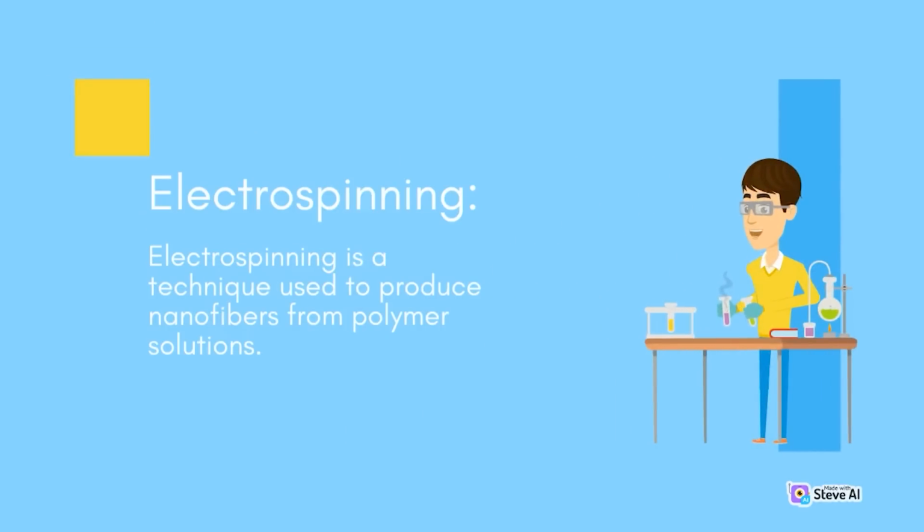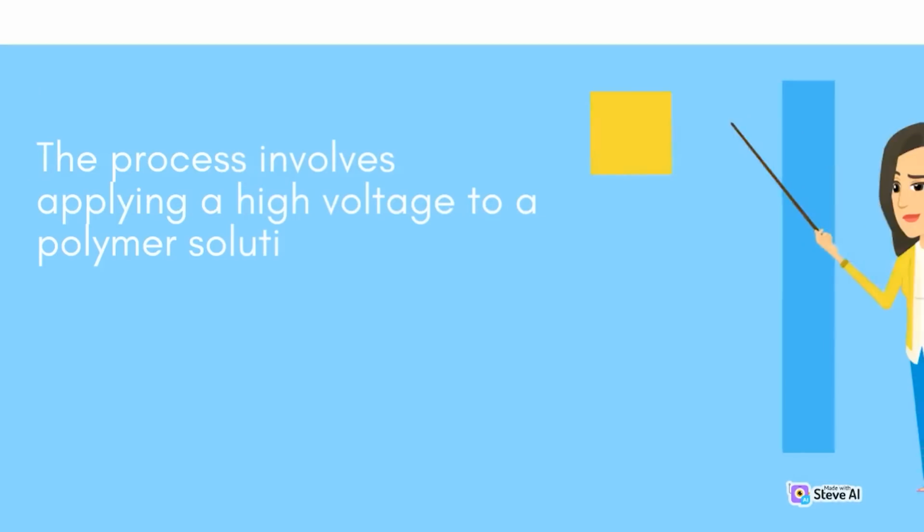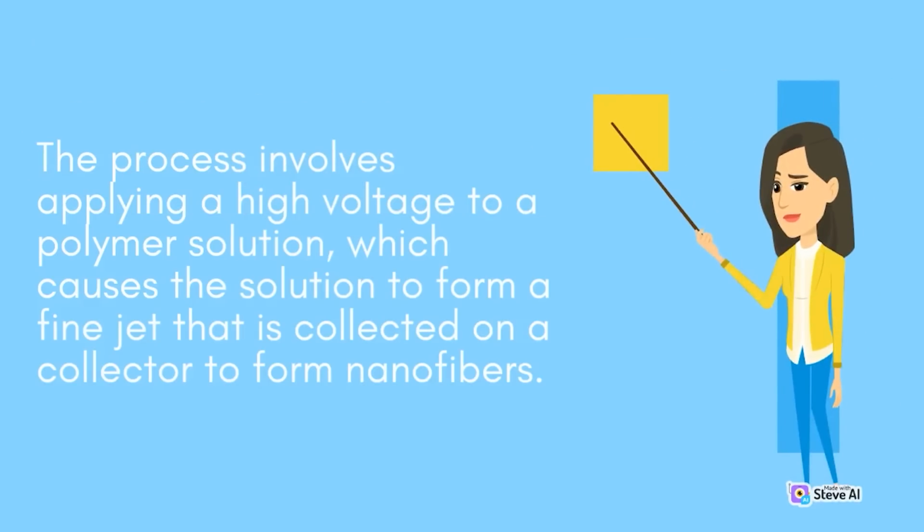Electrospinning. Electrospinning is a technique used to produce nanofibers from polymer solutions. The process involves applying a high voltage to a polymer solution, which causes the solution to form a fine jet that is collected on a collector to form nanofibers.